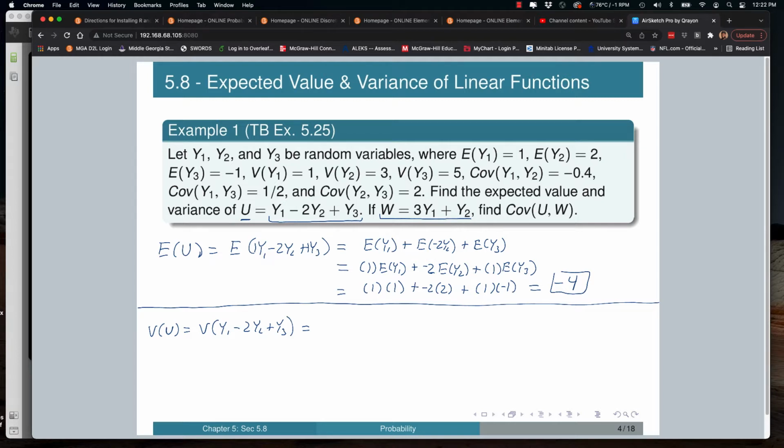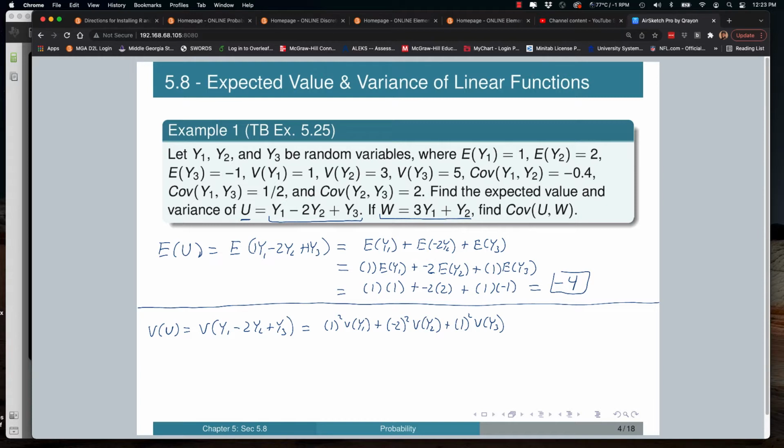And so the Y sub 1 constant is a 1, so it's just going to be 1 squared times the variance of Y sub 1, plus negative 2 squared times the variance of Y sub 2, plus another 1 squared times the variance of Y sub 3. But then here comes the part where we have to add in the covariance parts, all right?